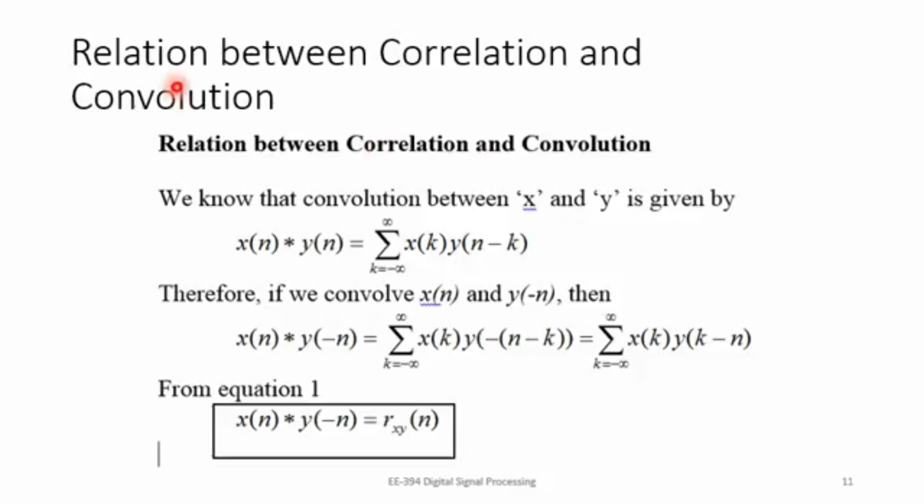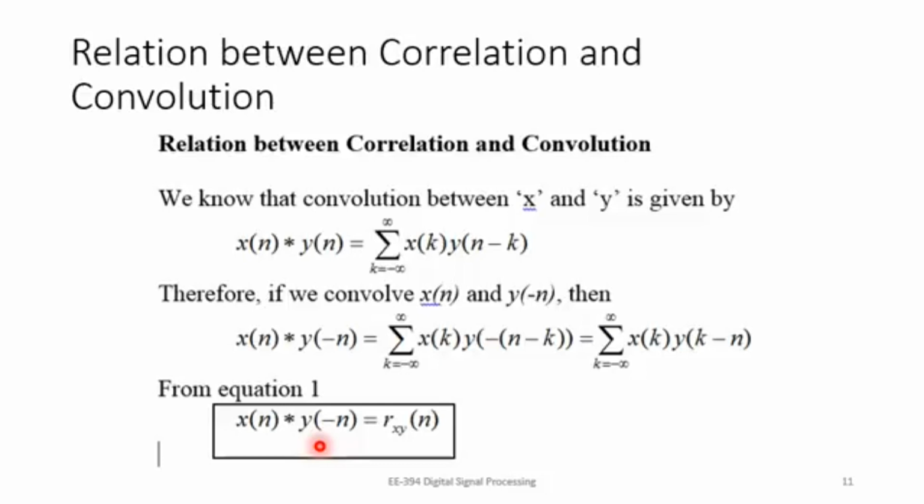Similarly, if you want to find out the relation between correlation and convolution, it is another simple relation, as I mentioned in the beginning. If you look closely at the formula of correlation and convolution, the only difference is that in convolution there is a folding of one signal involved, whereas in correlation there is no folding. You just simply go on with the shift and multiply operations.